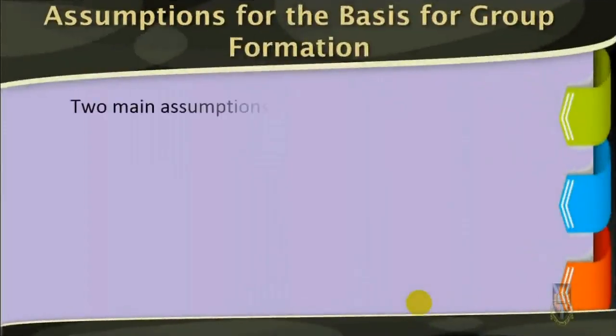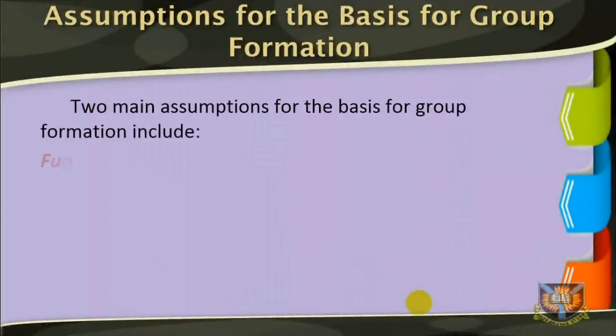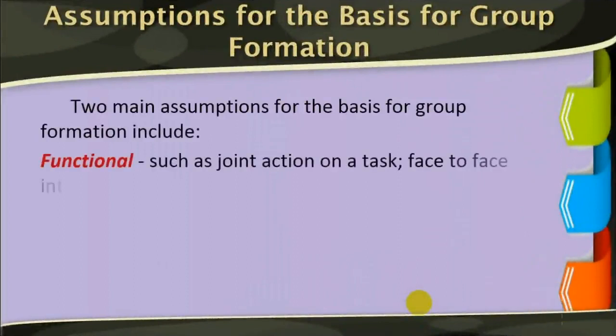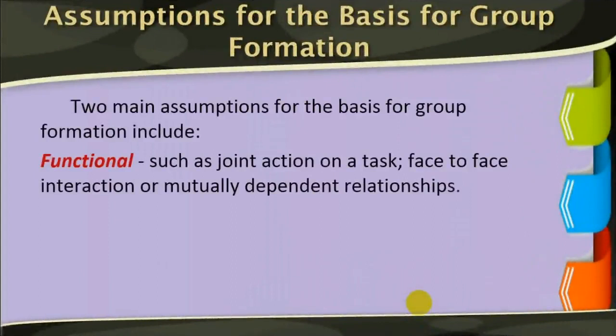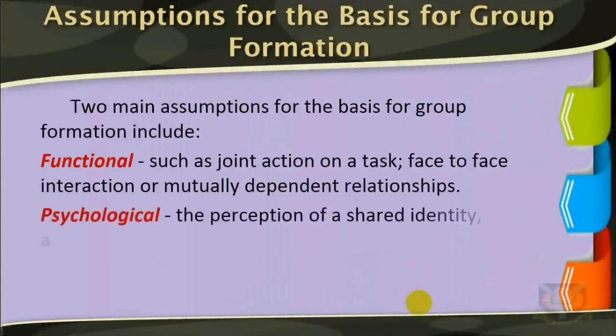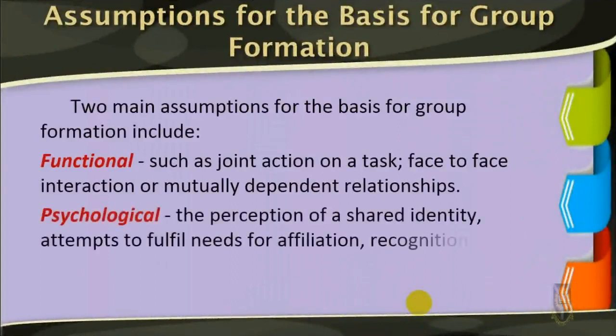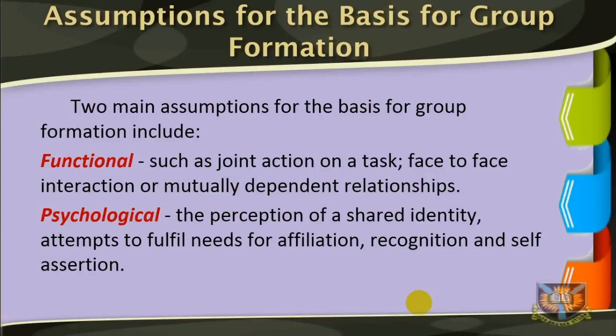Assumptions for the basis for group formation. 2 main assumptions for the basis for group formation have been put forward. These are 1. Functional, such as joint action on a task, face-to-face interaction, or mutually dependent relationships. And 2. Psychological, the perception of a shared identity, attempt to fulfill needs for affiliation, recognition, and self-assertion.